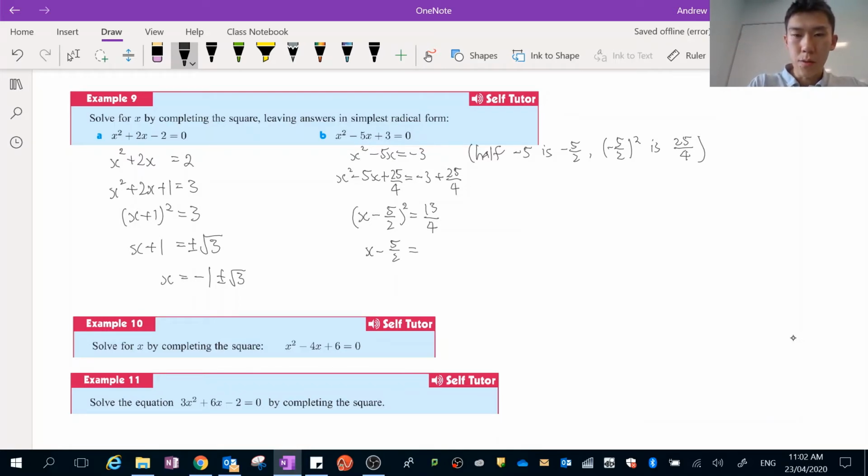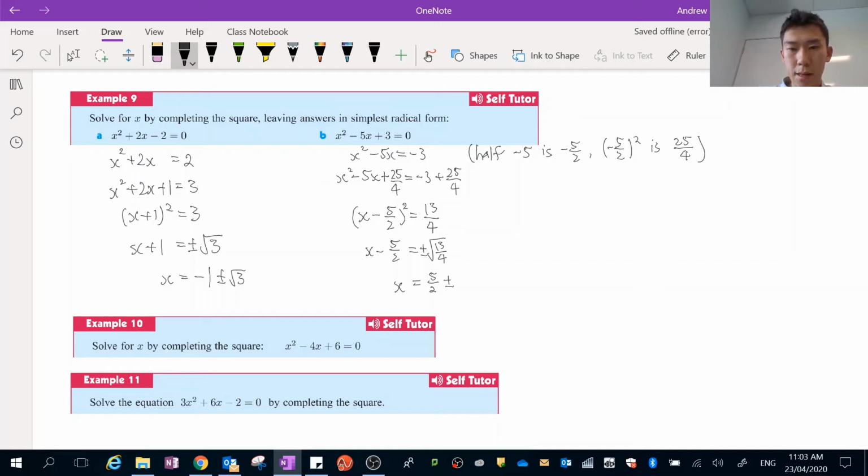Equals square root 13 on 4. And then let's add, oh, almost forgot the plus minus there. And then to get x, let's add 5 on 2 to both sides. I like to put the rational number before the plus or minus. So I like to put 5 on 2 first, then plus or minus root 13 on 4.